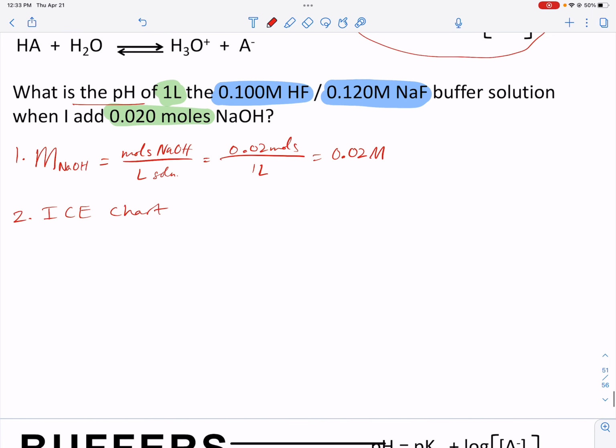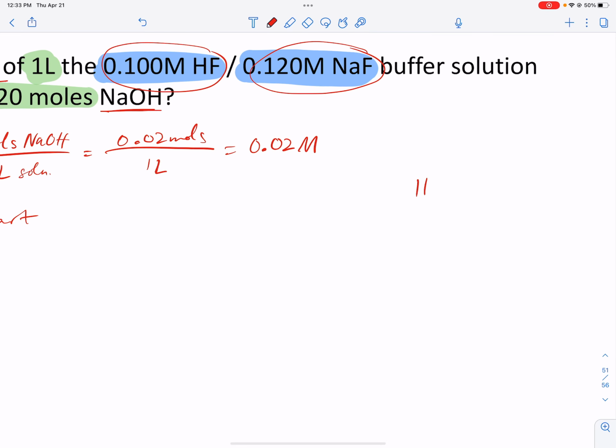An ICE chart is going to track how the concentrations of my weak acid and conjugate base are going to change, and they're going to change because they're going to neutralize this NaOH. How that happens goes all the way back to our buffer diagram. So I'm going to take the time to draw this out. We have weak acid in equilibrium with conjugate base.